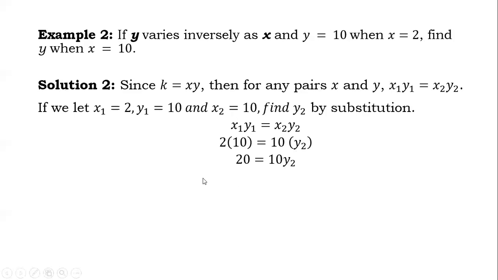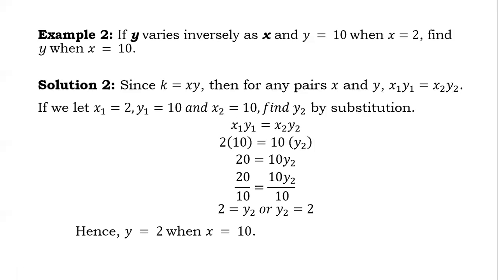So now, let's divide both sides by 10 in order for us to get the value of y sub 2, I'm sorry. So we have here the value of y sub 2 is equal to 2. So it is just the same as what we did earlier. This one is another way, or another formula, to use in order for you to get the value of a certain variable. So hence y is equal to 2 when x is equal to 10.